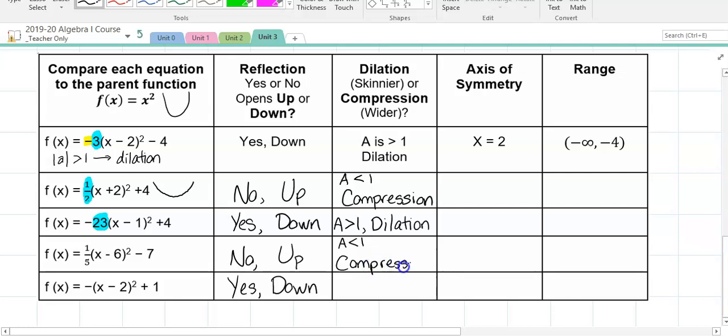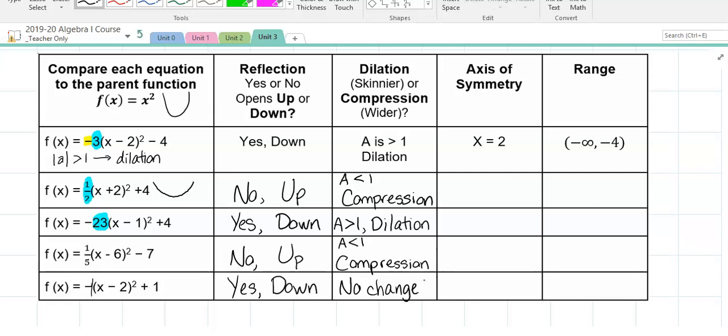We must be very careful not to just see a fraction and assume that it's compression, because if this was 6/5, 6/5 is bigger than 1, so that would be a dilation. The next one is a -1. The absolute value of that is 1. No change. It has not gotten skinnier or wider. It's not been dilated or compressed, neither.